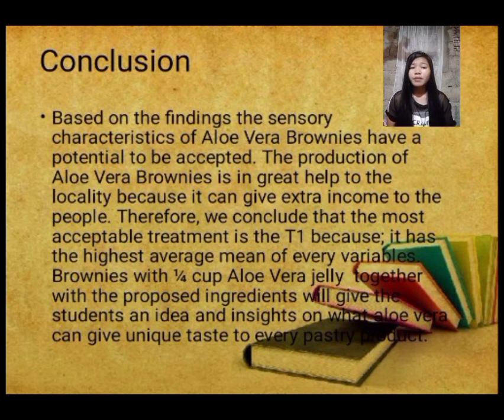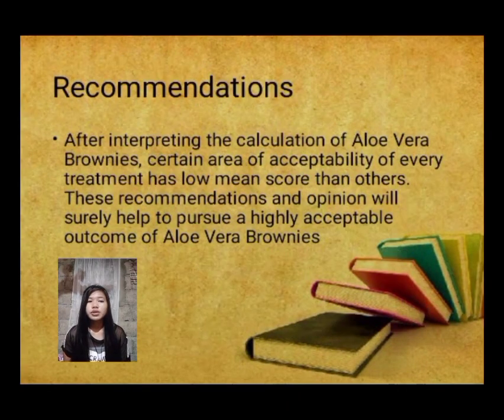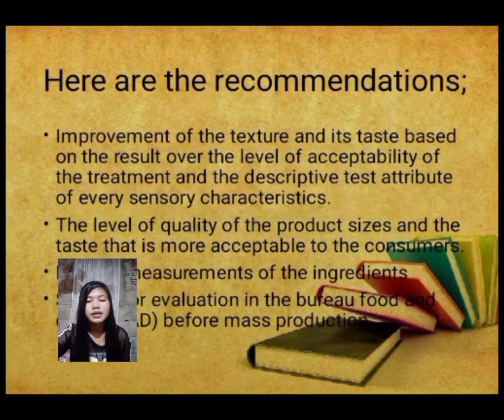Brownies with 1/4 cup aloe vera jelly together with the proposed ingredients will give students an idea and insight of what aloe vera can give: a unique taste to every pastry product. The recommendation: after interpreting the calculation of aloe vera brownies, certain areas of acceptability of every treatment have lower mean scores than others. This recommendation and opinion will surely help to pursue a highly acceptable outcome of the aloe vera brownies.